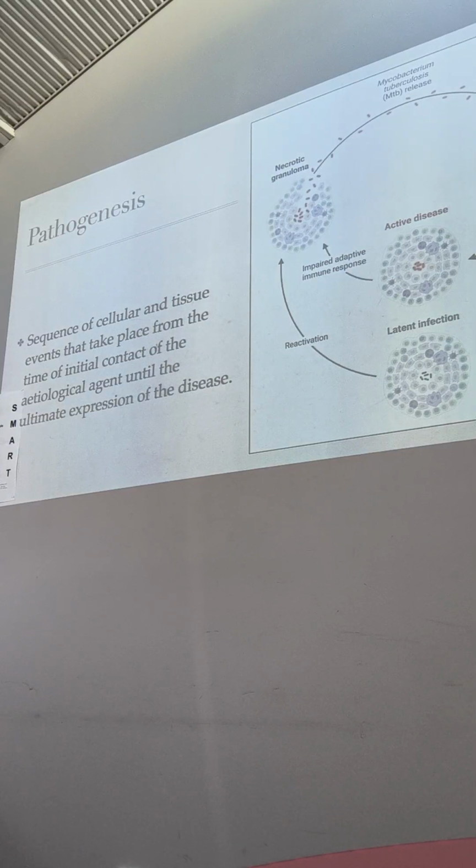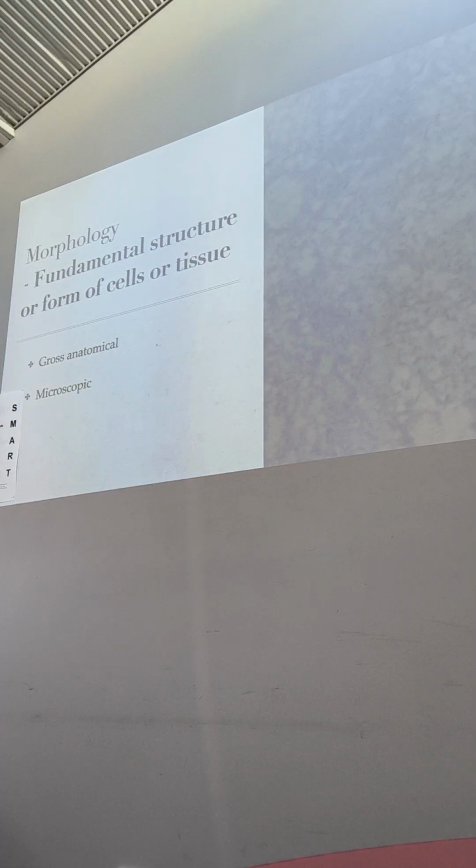And yeah, the active disease can happen if you have HIV, because you have a low white blood cell count, or even if you get pregnant. Sometimes women have lower immunity when they're pregnant, so those kinds of issues. So that's pathogenesis. Then morphology is the fundamental structure or form of cells or tissue.